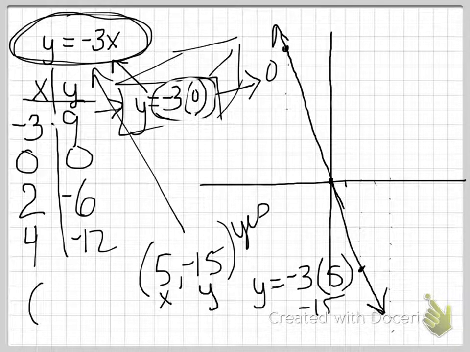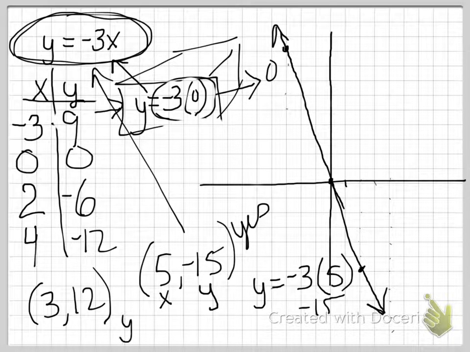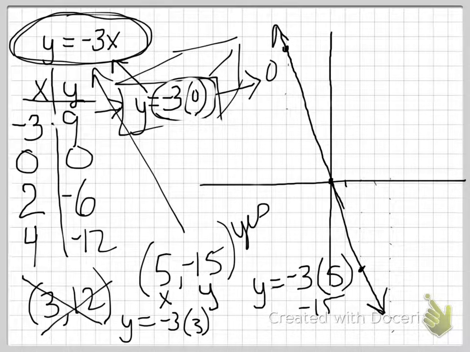Maybe they say, what if you put a 3 in, does a positive 12 come out? Would (3, 12) be a solution? So you put a 3 in, y equals negative 3 times 3. No, that doesn't equal 12, so no, that's not a solution.